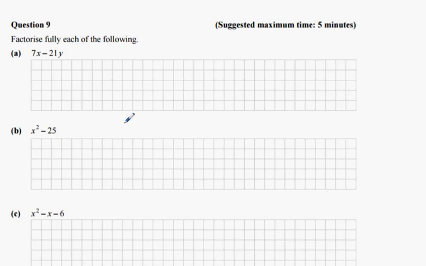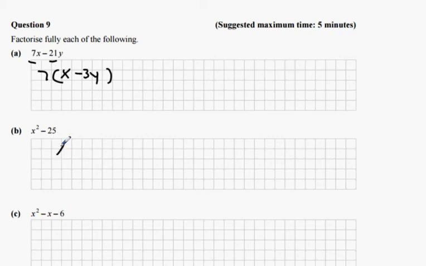Now, factorize fully each of the following. What number will go into 7 and 21? The answer is 7. 7 times x is 7x. 7 times 3y is 21y. If you were to multiply it back out, you'd get 7x minus 21y. But the answer itself is 7 bracket x minus 3y.